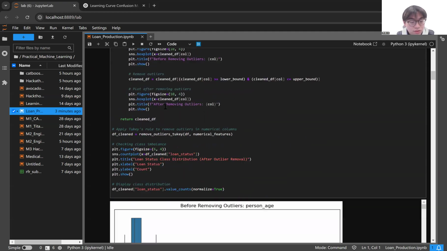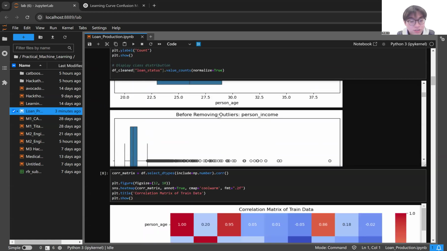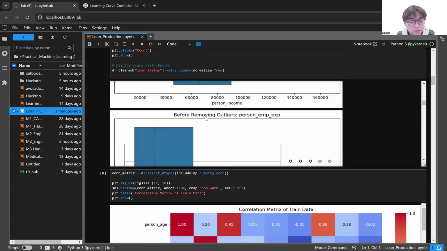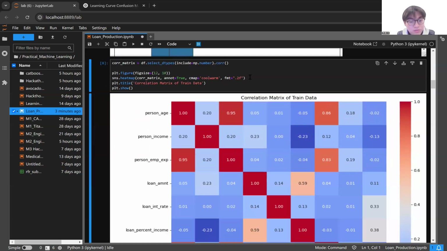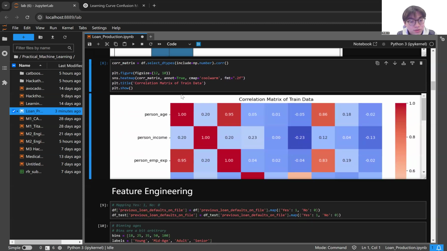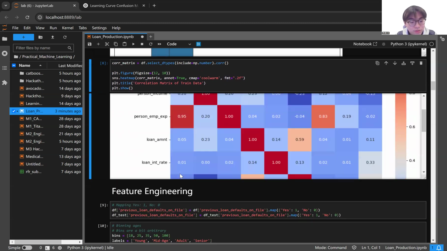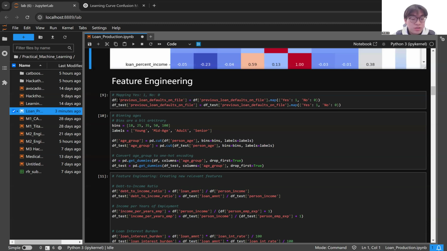And we draw some charts to identify the outliers, and we can see there are some outliers in the dataset. We also draw a correlation matrix to visualize the correlation between each variable. And next we go to feature engineering, and this is the step we want to do to improve the performance of our model. And of course, we first map the categorical variable previous loan default on file, which is a yes or no. So we map it into one and zero so that the model can interpret it.